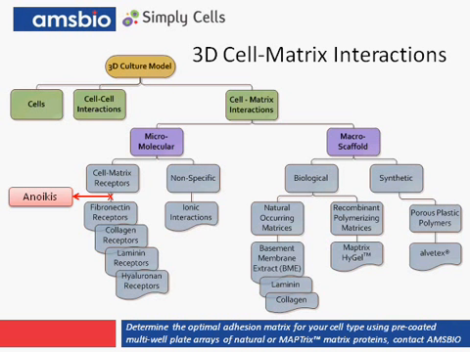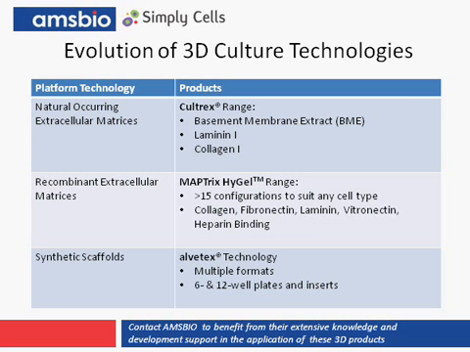Now, over here on the right, at the macro level, the 3D matrix provides physical support of complex multicellular structures. Now, this support can be biological in nature, as in the case with basement membrane extract that forms a gel at 37 degrees, or it can be recombinant in nature in the form of hydrogels. On the other hand, shown on the right, the physical support can be synthetic. We'll look later at a porous plastic scaffold called Alvetex.